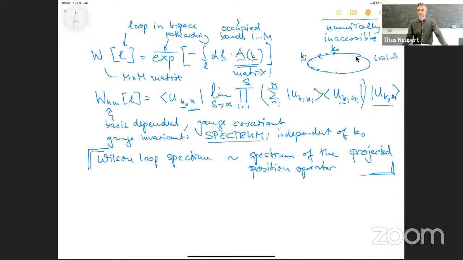Yes, that's correct, Mikkel. The k0 independence is just simply because if you look at the full expression and you can cycle through, it's like the trace of a product of projectors, including the k0, and then the cyclicity of the trace is why this is k0 independent. But that's only for closed paths. Absolutely.